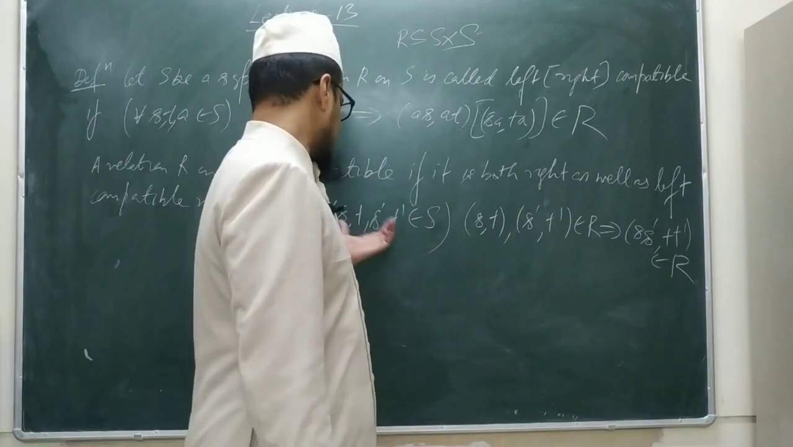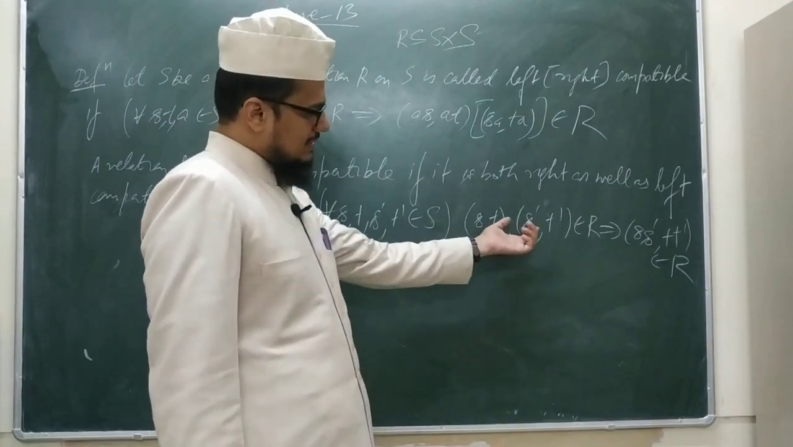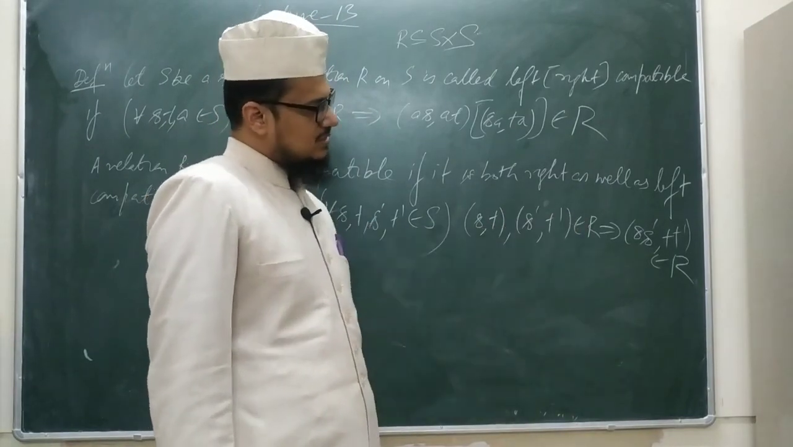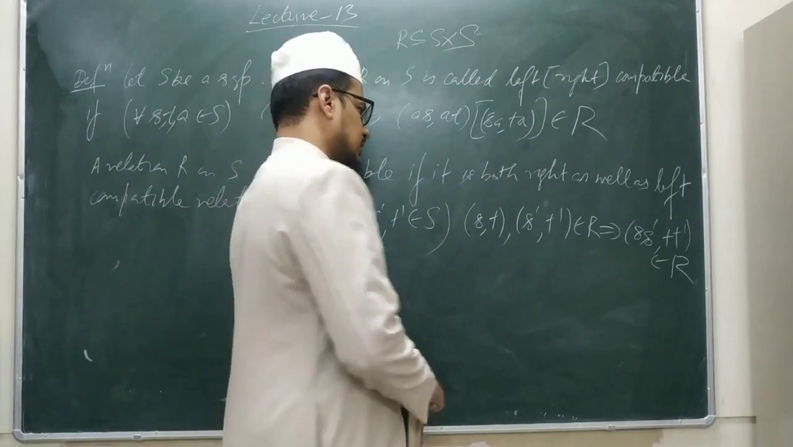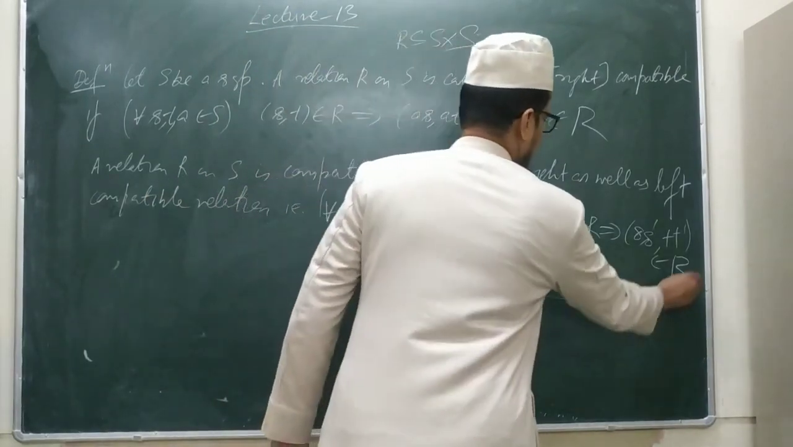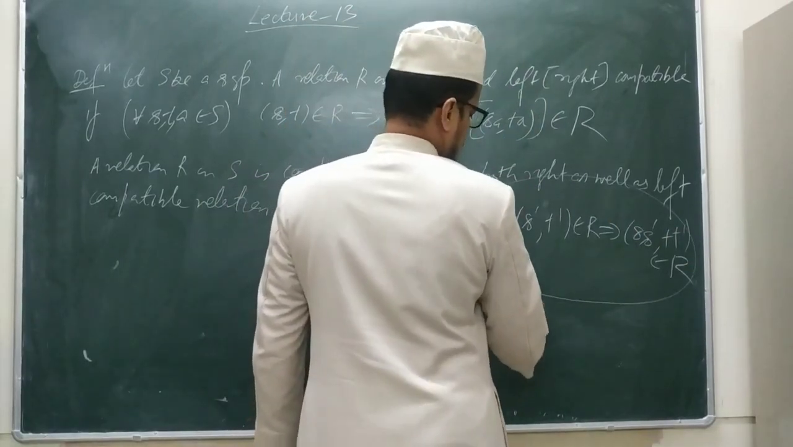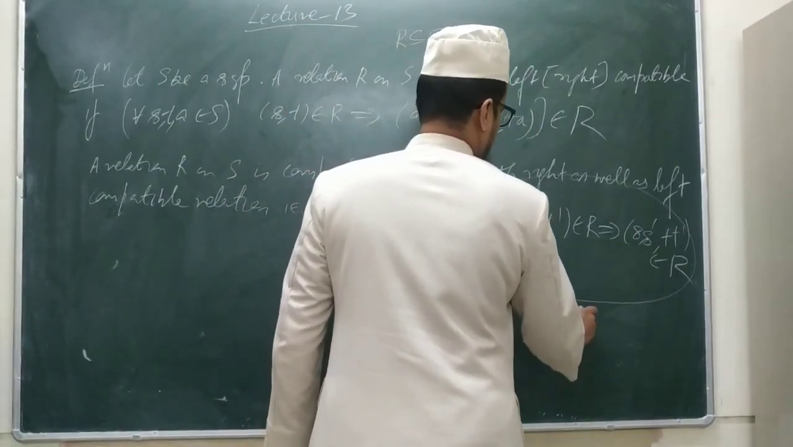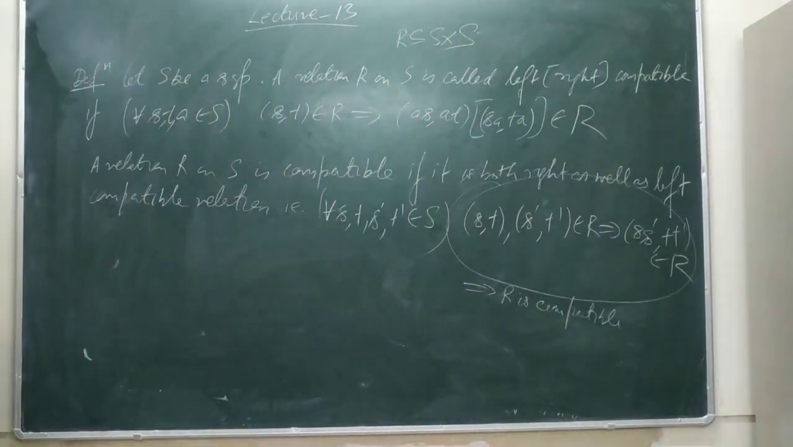Or also equivalently you can write: for every s, t, s', t' belonging to S, (s, t) and (s', t') belonging to R implies (ss', tt') belongs to R. So if this single condition holds, it implies that R is what? A compatible relation. Means it is right as well as left both. Correct?